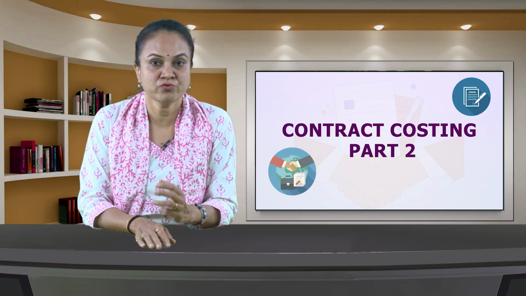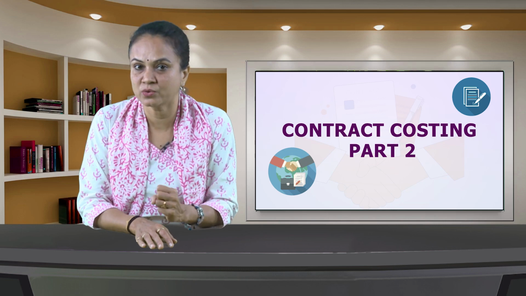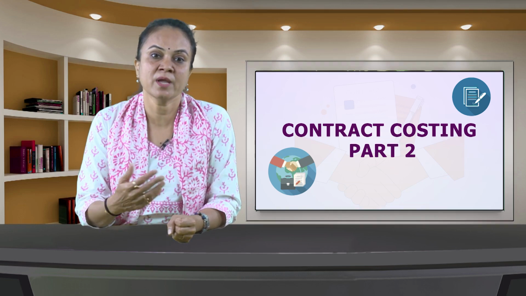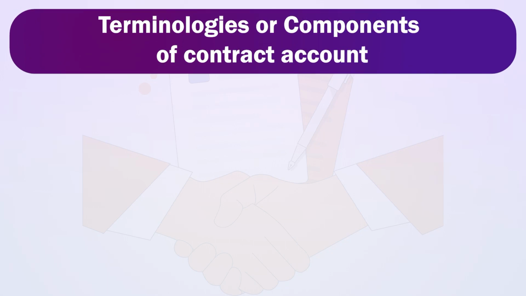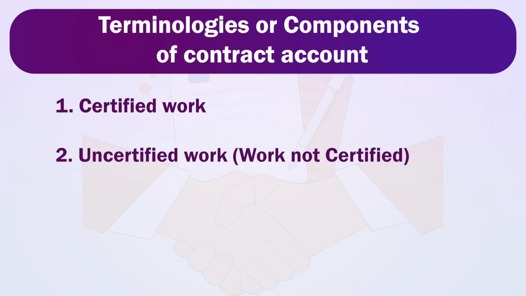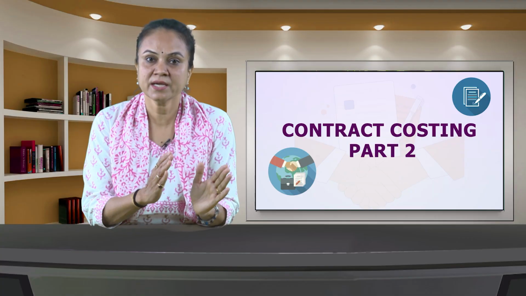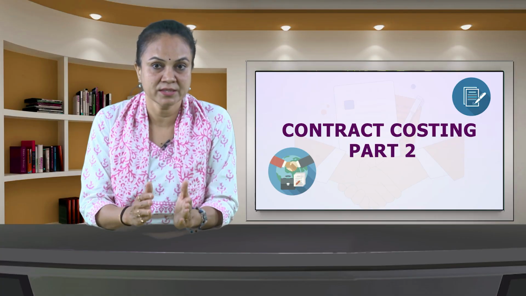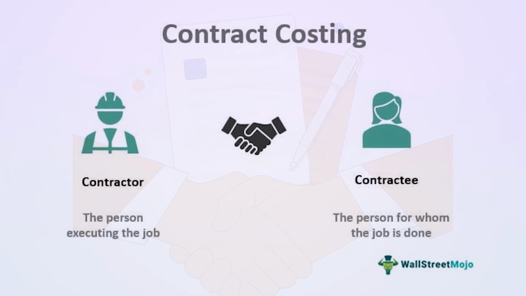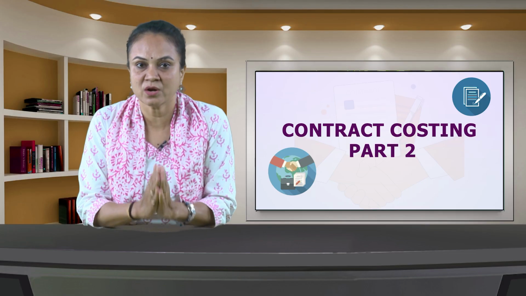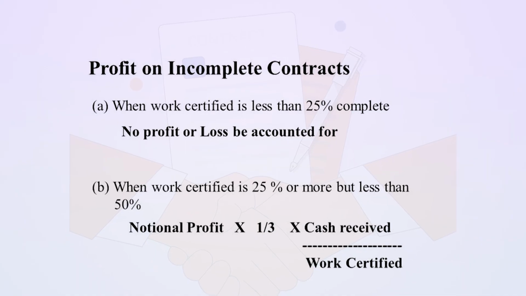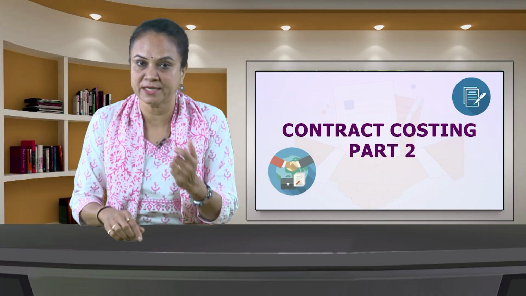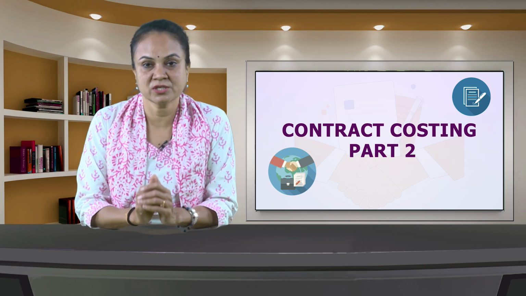After having discussion for different elements of contract account, now we will have discussion for some important terminologies or components of contract account. These are number 1, certified work; number 2, uncertified work, that is work not certified; number 3, work in progress. In case of uncompleted work and to determine profit or loss of contract account at the end of accounting year, the computation of work certified and work not certified is needed. Let us have discussion on them.